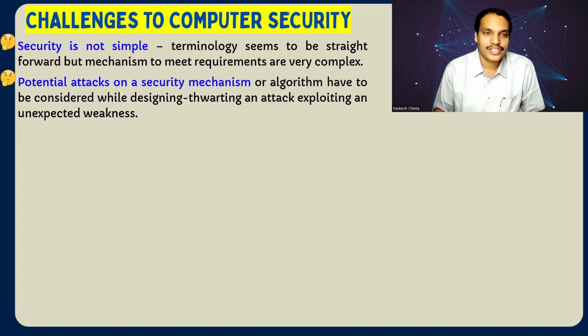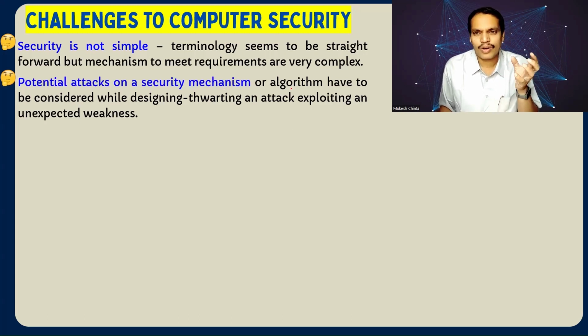Second one, potential attacks on a security mechanism. If you are thinking of implementing a particular mechanism to ensure security, you have to think about how this particular system can be attacked, how an attacker thinks, and what are the different weaknesses that the attacker might look to exploit in the system. So you have to think beyond, think in the future.